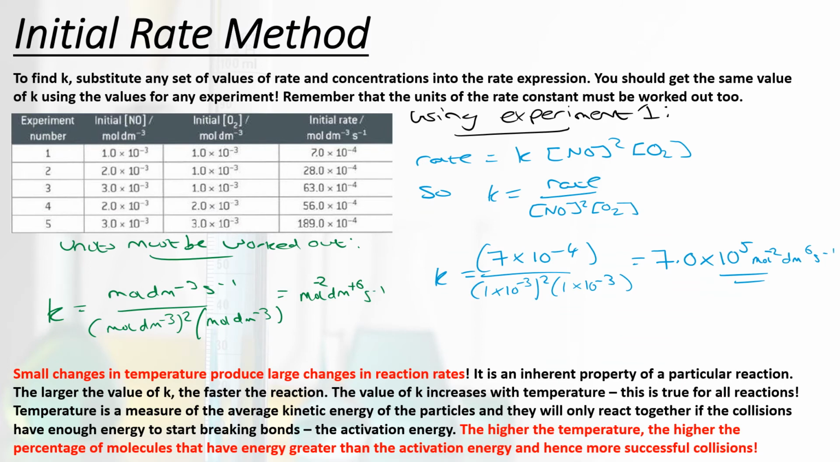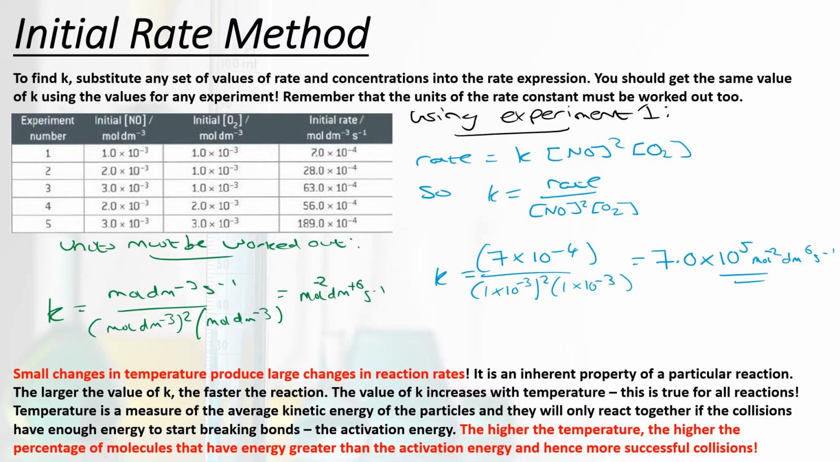So using the rate law that we've now determined from these experimental values, we can also find the value of our rate constant K. And the way to do this is really simple. We just have to substitute any set of values of rate and concentrations into the rate expression. And we should get the same value of K using the values for any experiment. This again is another way to double check that you've calculated the orders right, because if you get different answers for the rate constant using different experiments, then something must have gone wrong in calculating the orders.